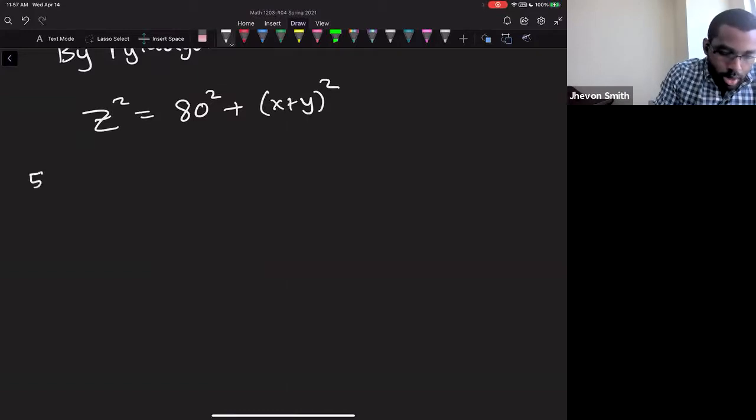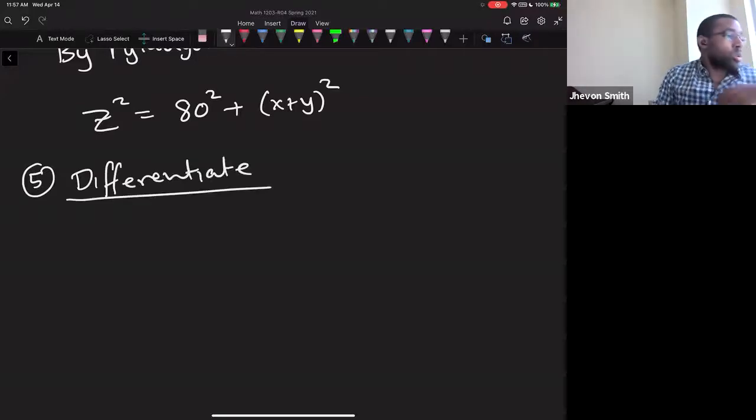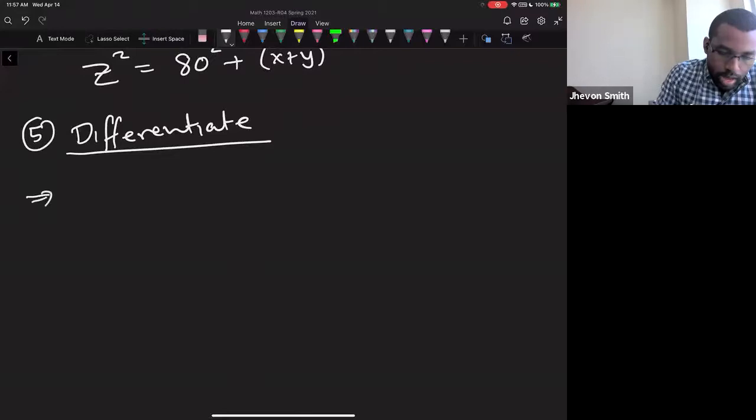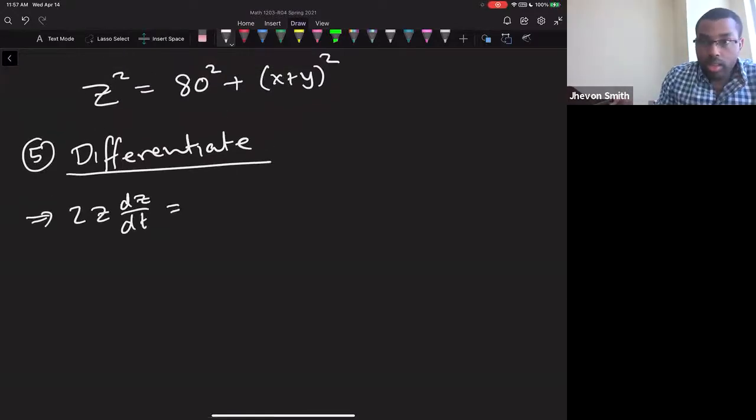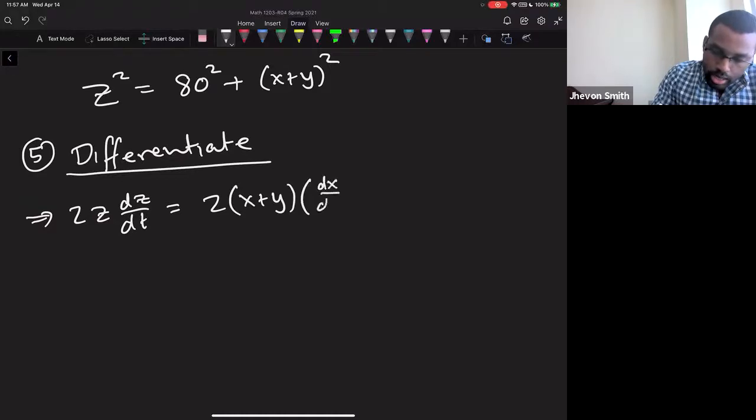And step 5, we're going to differentiate this equation. We're going to differentiate it with respect to t, always with respect to t. So here we're going to have 2z dz/dt equals the derivative of 80 squared, which is 0 because 80 is a constant. And then chain rule here: 2 times (x plus y) times the derivative of the inside, which is dx/dt plus dy/dt.